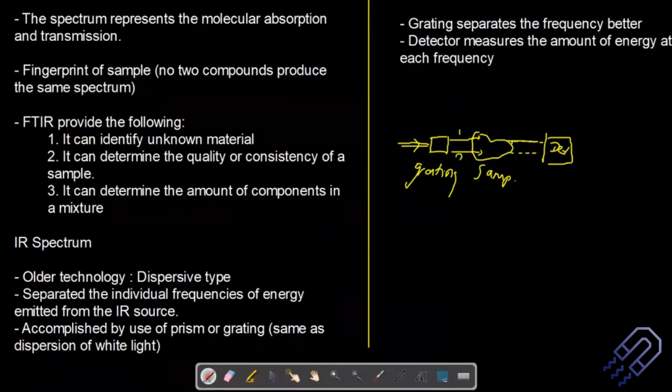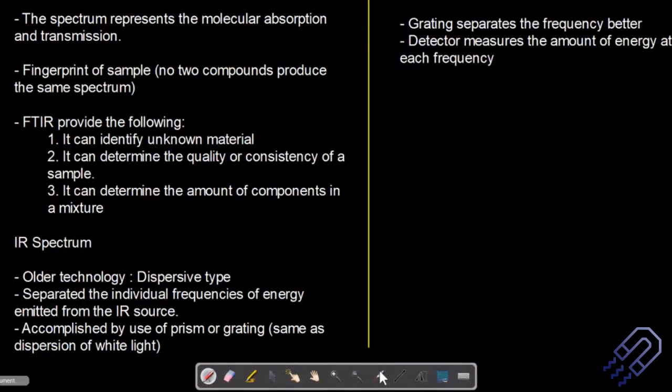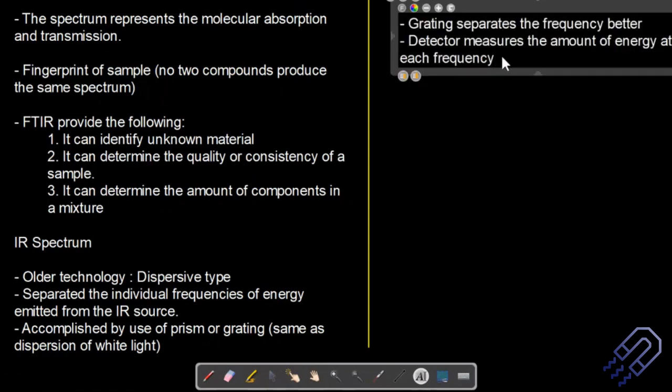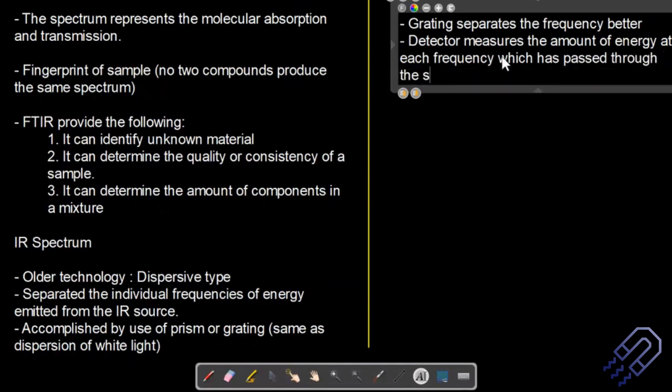So at each frequency, this is one frequency, this is the second frequency. So let's say this is the first energy, this is the second energy. And these energies are dependent on the individual component of the frequency. So this is what is meant here. I'll write down the sentences and I think this will be clear to you. This is just for example. Not very complicated. So the detector measures the amount of energy at each frequency which has passed through the sample.